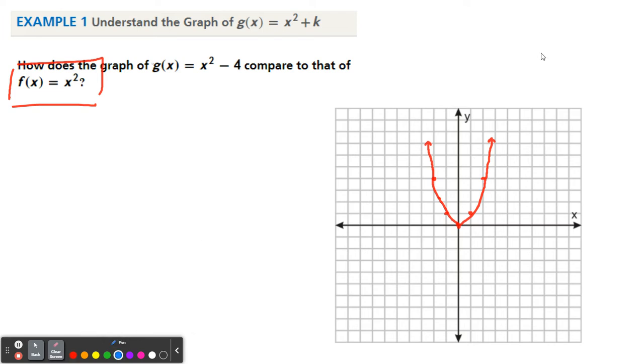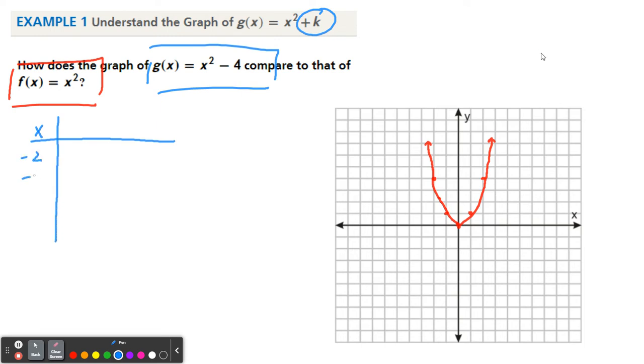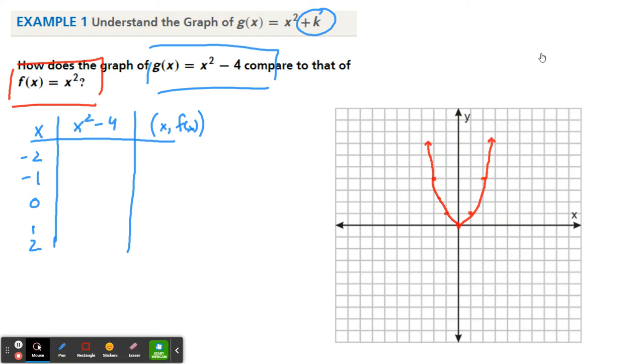So now what is g of x equals x squared minus 4 going to look like? Maybe you have a prediction because we have done this plus k at the end already. But let's go ahead and do an xy table. So here's x. We use our 5 values of negative 2, negative 1, 0, 1, and 2. Our function is x squared minus 4, so we'll plug it in and get our xy pair, x, g of x, not f of x. Sorry, g of x, whatever the function name is.